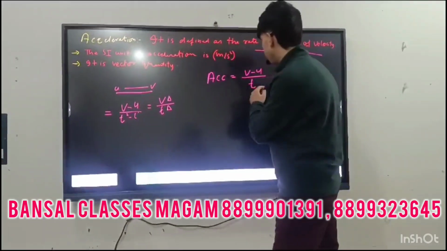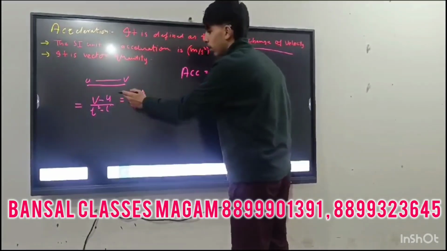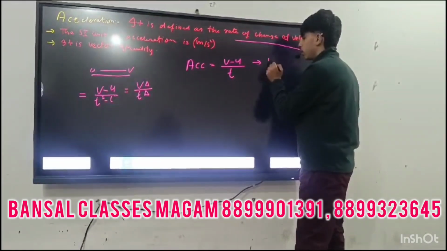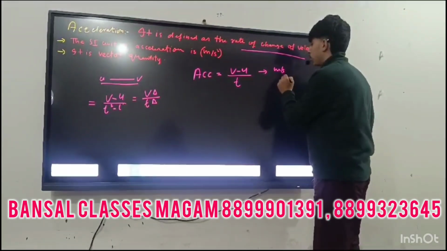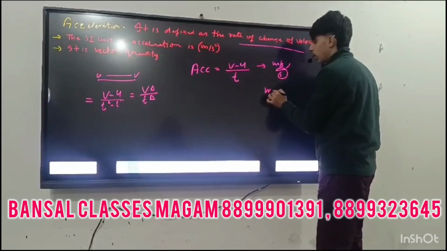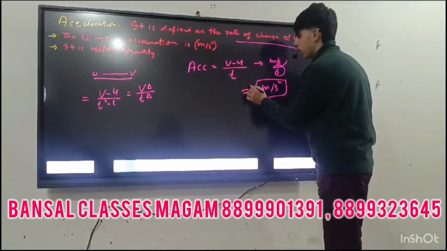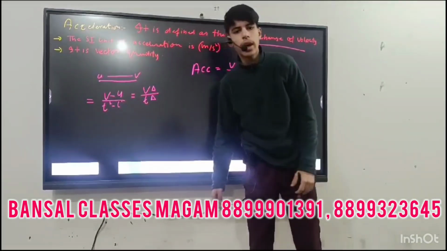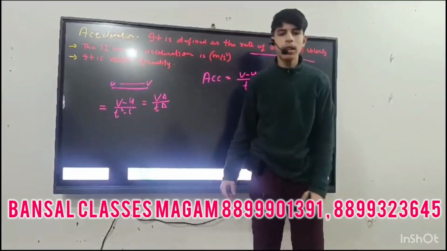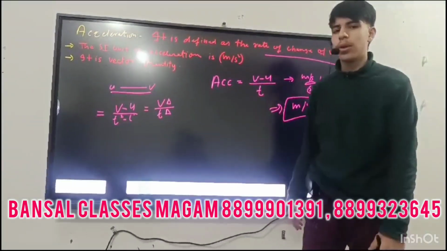Now I will tell you how this came. See, what is the SI unit of velocity? It is meter per second. Now this is second, so this second will come in, so it will be meter per second square. So basically it is the SI unit of acceleration. So thank you. This was all about understanding the basics of motion. I think you have got it properly, and I hope you have understood it.